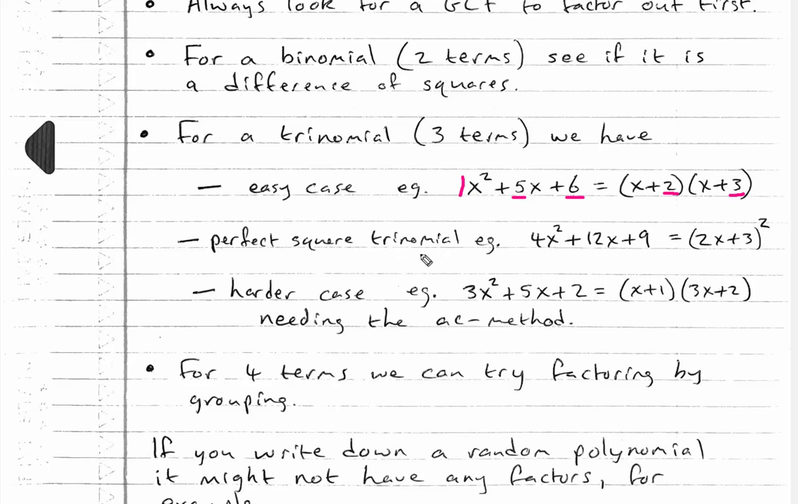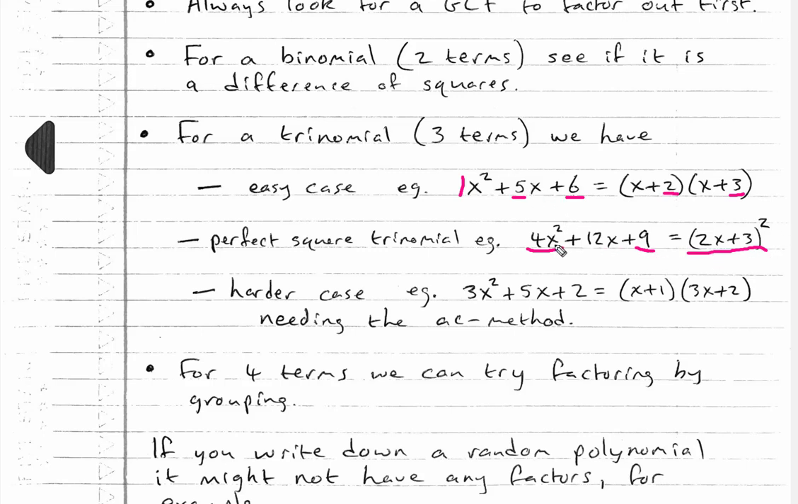Another fairly easy case is the perfect square trinomial situation. So if you see that the first term is something squared and the last term is something squared, then there's a chance it could be a perfect square trinomial looking like this. So just something squared.